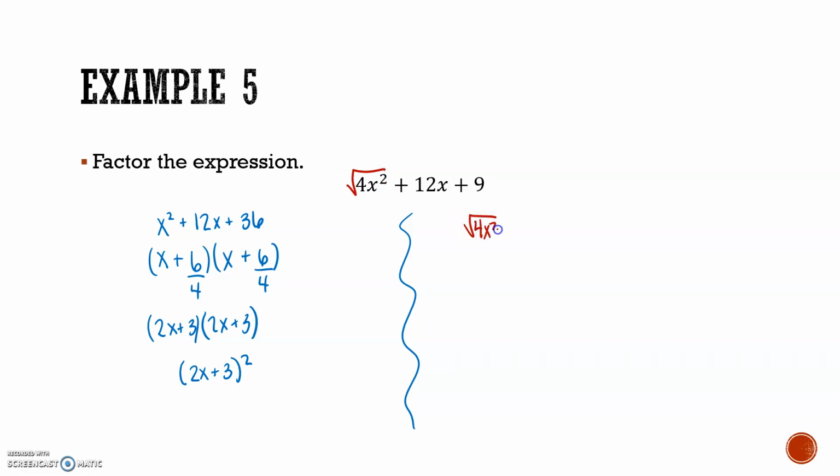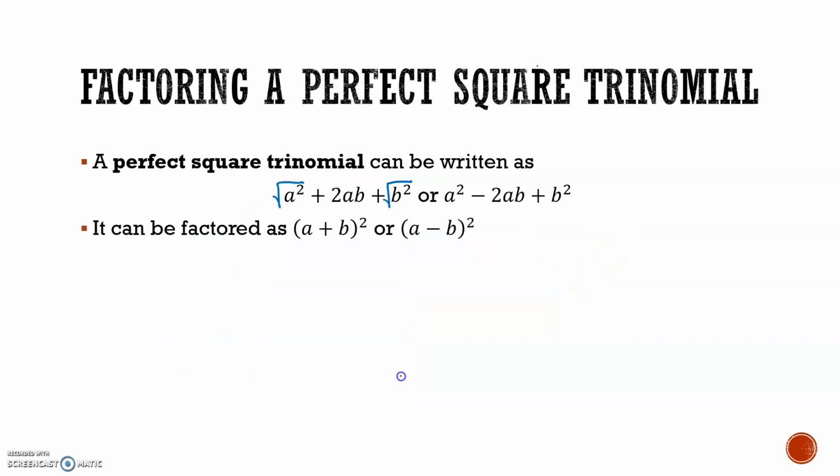I'm going to show more work than what I would expect you to. But if I take the square root of 4x squared, that's 2x. And if I take the square root of 9, that's 3. So if I check that middle term, if I do 2 times 2x times 3, do I get 12x? Well, 2 times 2 is 4, times 3 is 12. 12x, I do.